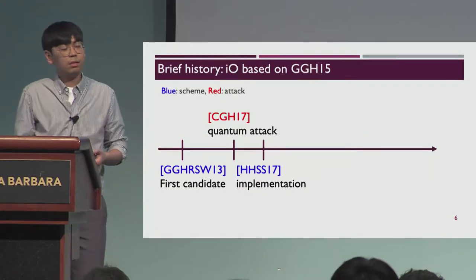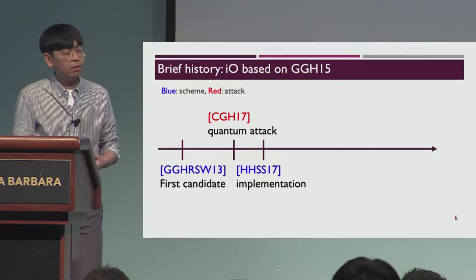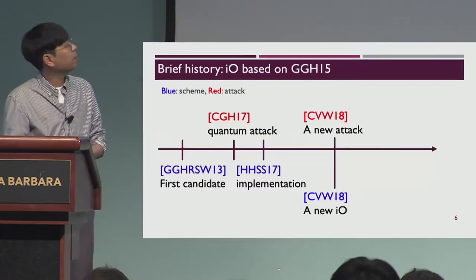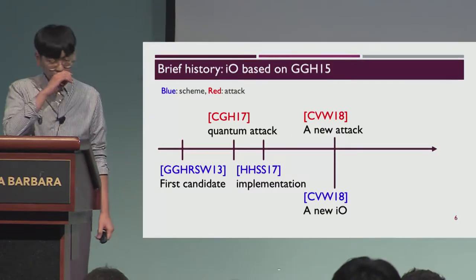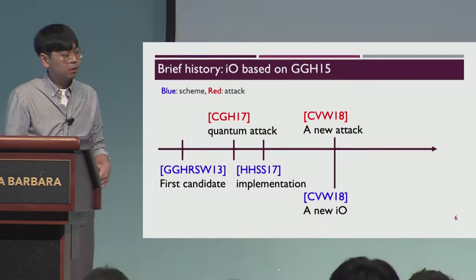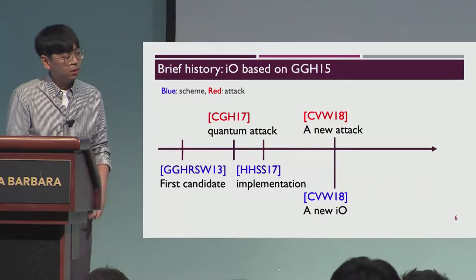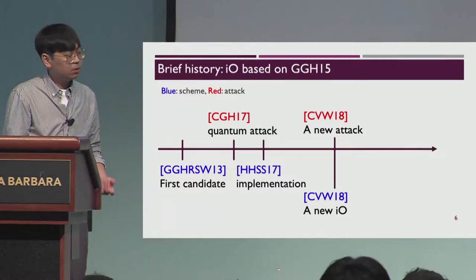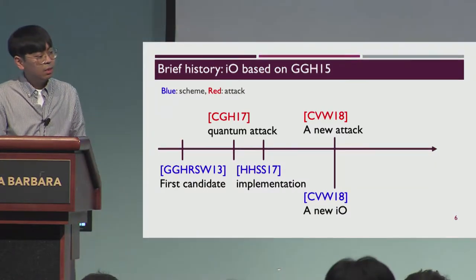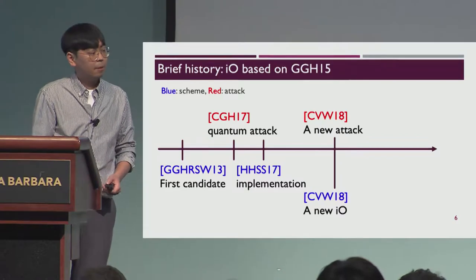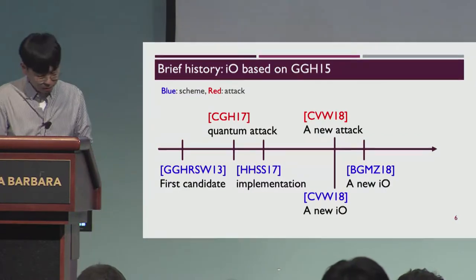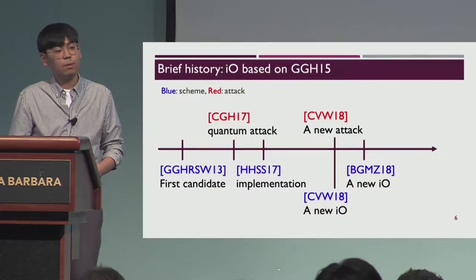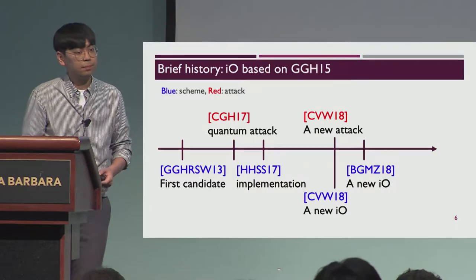In the same year, an implementation of obfuscations based on GGH15 was proposed, but it was broken by the next paper, called CVW18. The paper CVW18 proposed a new classical attack which targets GGH-RSW and HHSS obfuscations. It also presents a new secure obfuscation which is robust against all known attacks. In the same year, another paper called BGMZ18 proposed a provably secure obfuscation based on some algebraic models. I'll talk about it later.